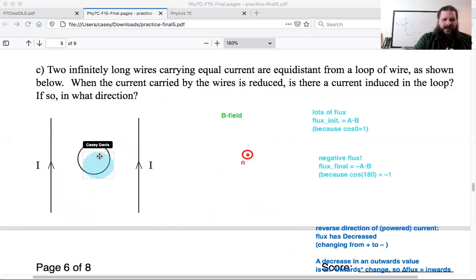So we've got a loop of wire. We're defining a surface enclosed within it. And again, we have normal vector options inwards or outwards. First of all, though, let's find the B field. What can you say about the magnetic field caused by these two wires?